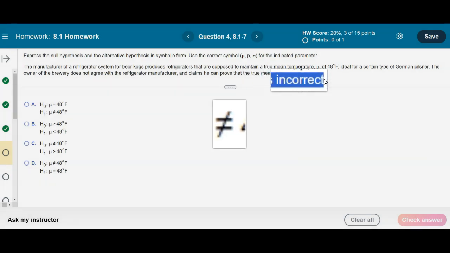So no direction is implied. He's not saying the mean temperature is higher than that. The mean temperature is lower than that. He's saying it's just not that. So he's not implying a direction. So there is no direction implied, no greater than, no less than. This is a not equal to. Okay, so you can see that this one, A and D, both have not equal to symbol. The problem is D is in the null hypothesis, and we've got to have equality in the null hypothesis.